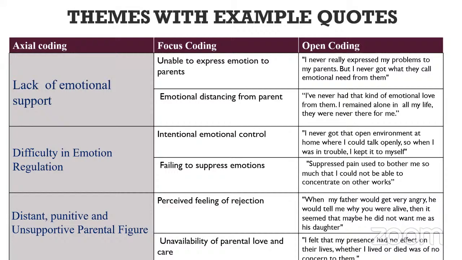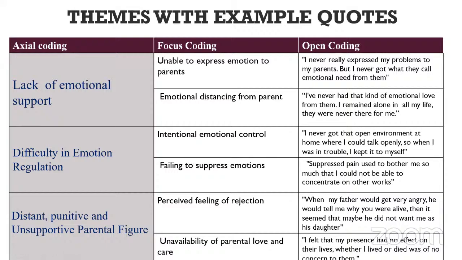Okay. And in qualitative research, we always need to consider the background. Since we are not dealing with numbers, the background is a very important part. So from this content, we may see that emotional distancing from the parent, we can arrive at this part. Next, in the next row, we can find that I never got that open environment at home where I could talk openly. So when I was in trouble, I kept it to myself. So what we can derive from this expression is intentional emotional control.